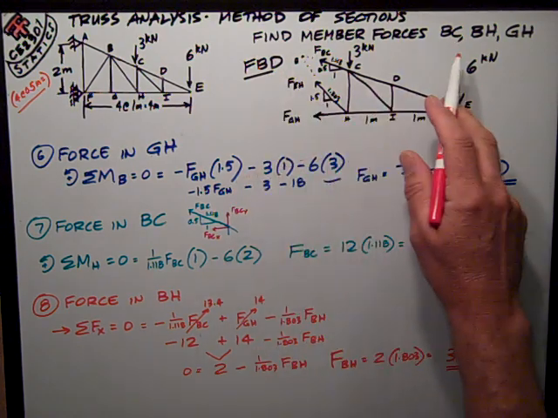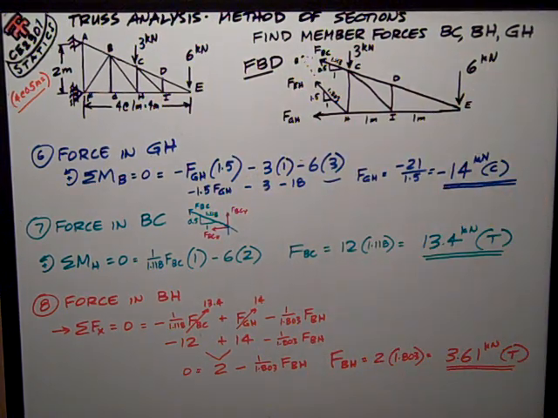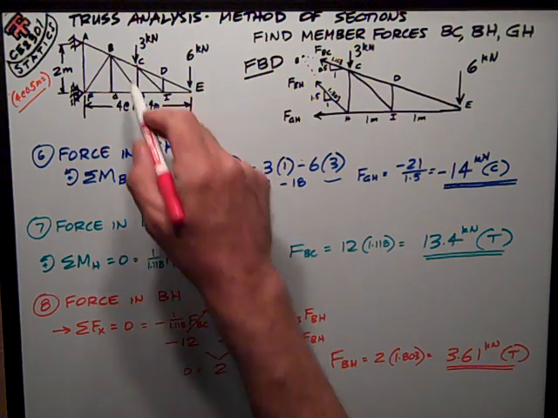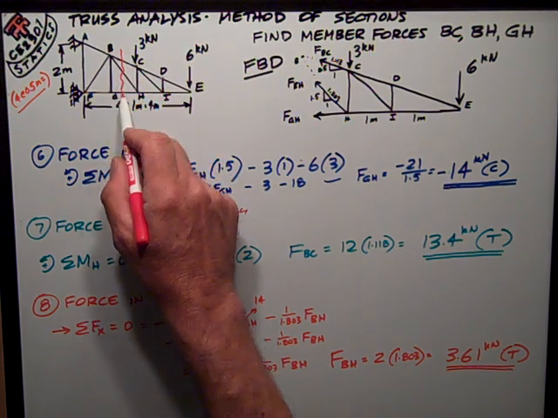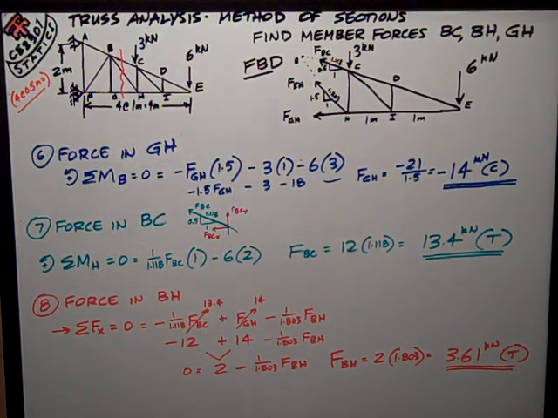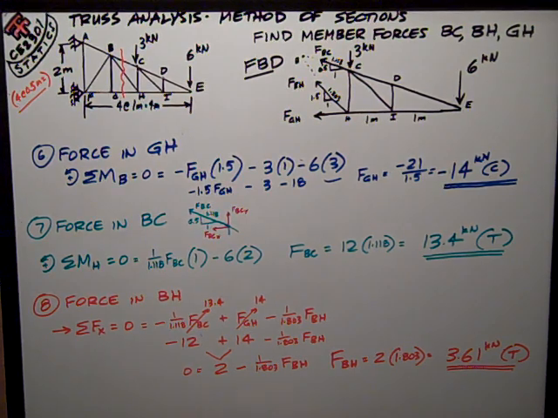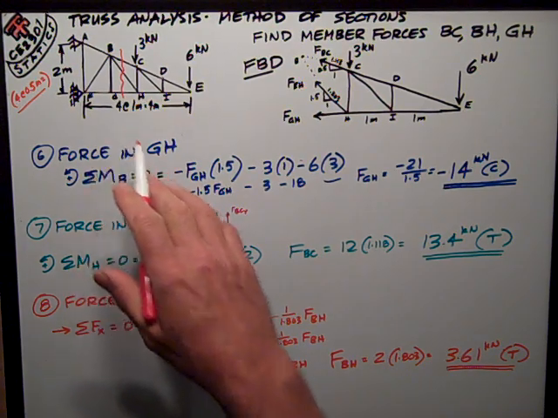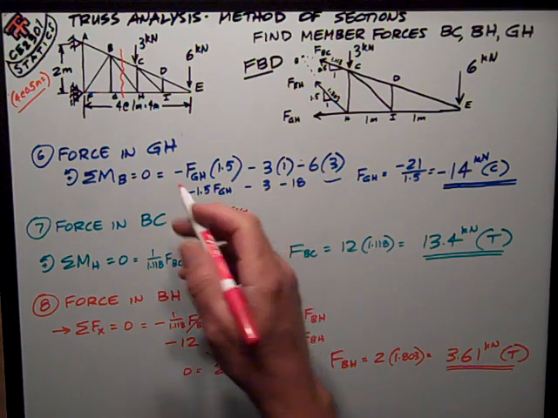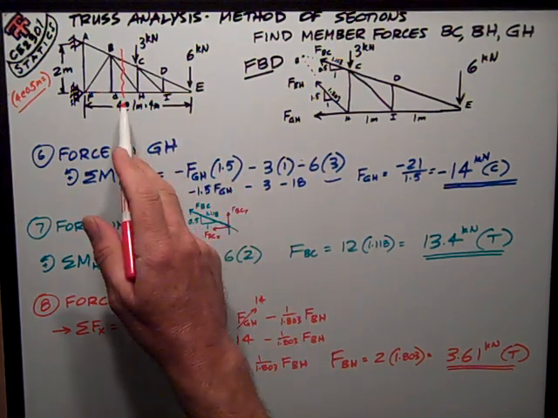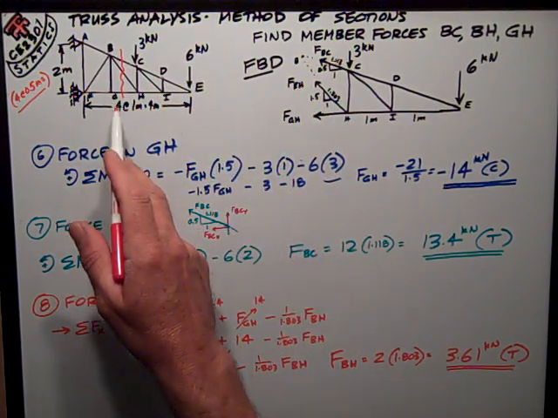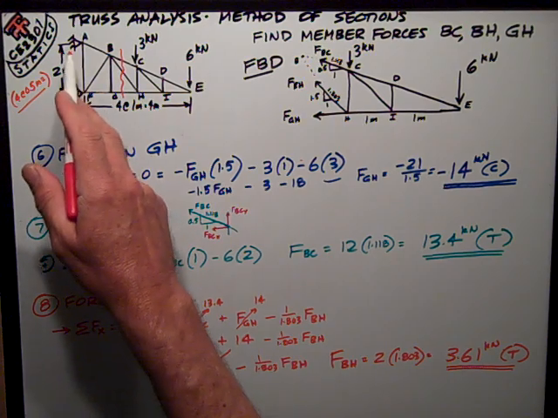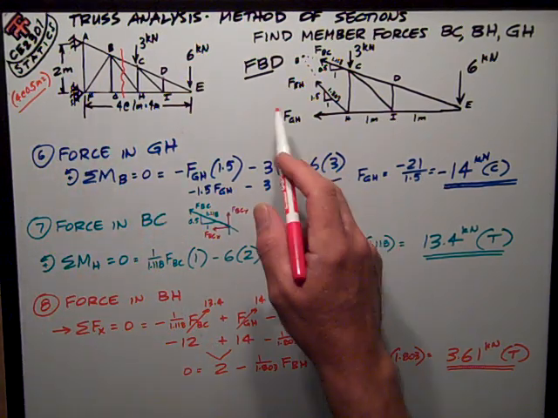Okay, I was asked to find the member forces at BC, BH, and GH. So looking at my truss, that means I need this one, BC, BH, GH. So I want to cut a section right there. And remember, on the method of sections, I don't have to solve for all of the reactions, and sometimes I don't need to solve for any of them, depending on which part of the truss I look at to analyze. Okay, so I can see if I analyze the part of the truss to the right of that section cut, I don't have to deal with the reactions at A and F. So that's what I'm going to do.